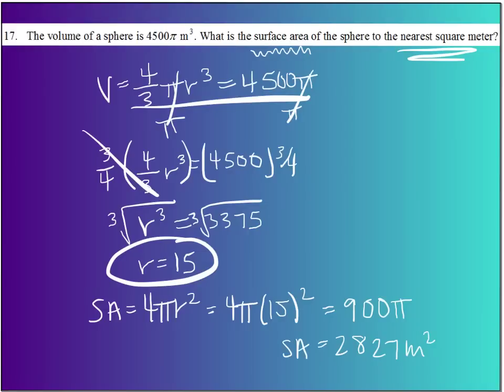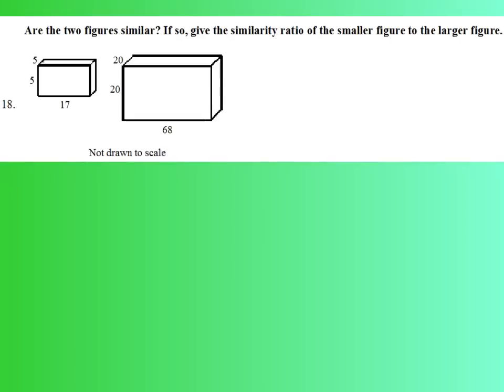This next question starts getting into similarity between figures. Now, it's really important that you know we're comparing these two figures to each other. We're not comparing dimensions within the figures. We're comparing between. So it says give the similarity ratio of the smaller figure to the larger figure. So we're going to do everything as small over large because that's what it's asking for, small to large.